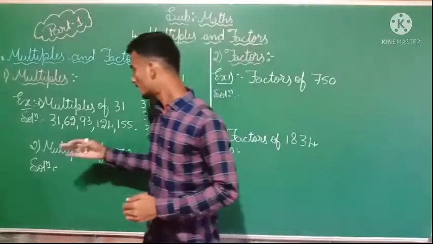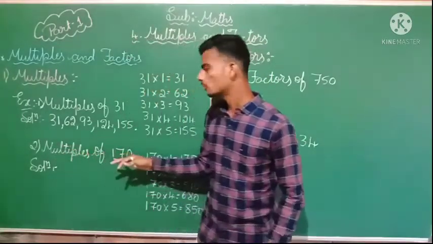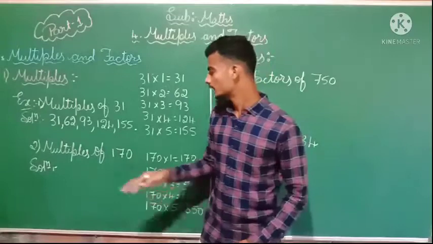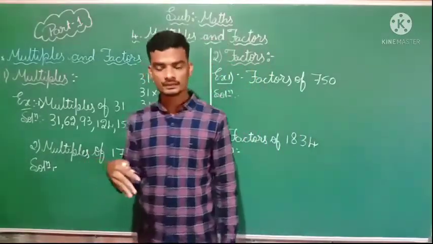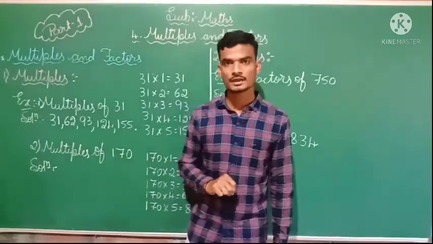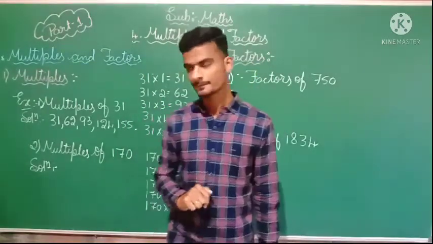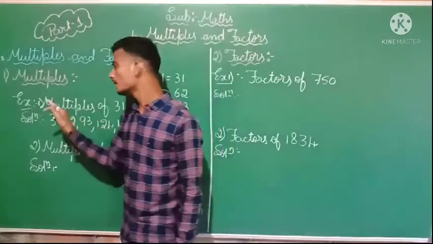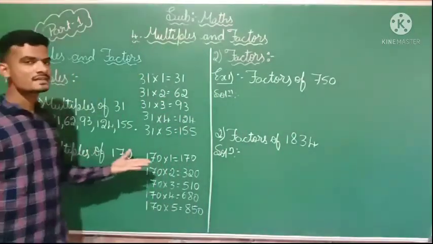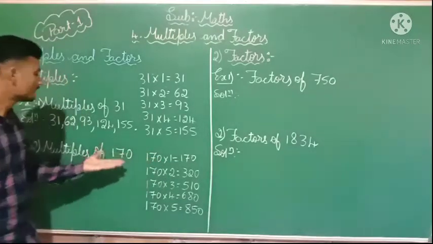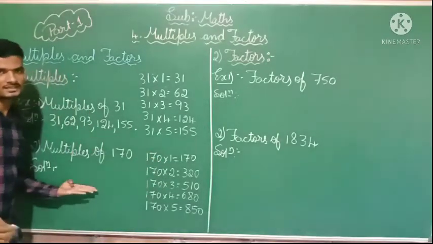Next, I have taken one more problem from your exercise itself. Multiples of 170. This is the 4th question from your exercise. Now here also it is the same. How we found the multiples of 31, the same way we will find the multiples of 170. You want to write the 170 table here, that's it.